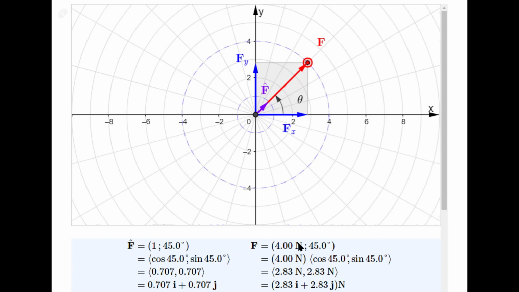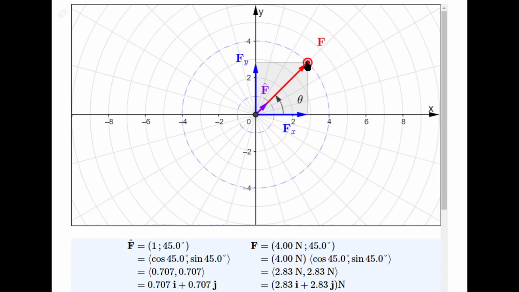And also to get the corresponding F sub x and F sub y, you multiply the unit vector by the force. So 4 is the force times 0.707 yields 2.83, and it's the same. So again, the unit vector will not change unless you change the angle.